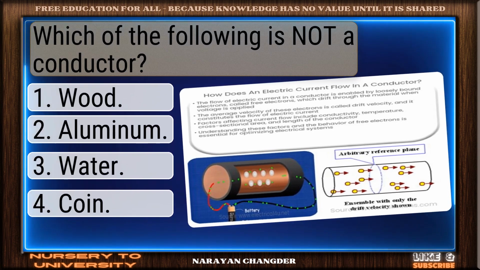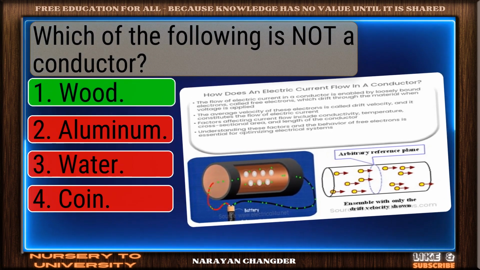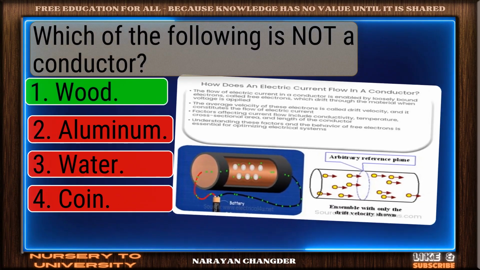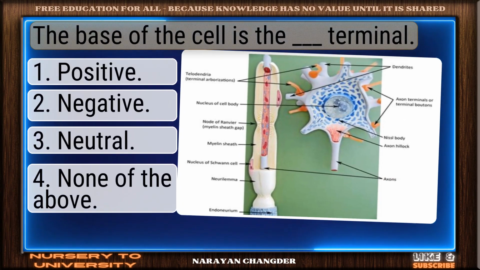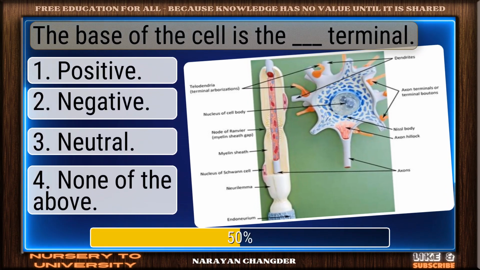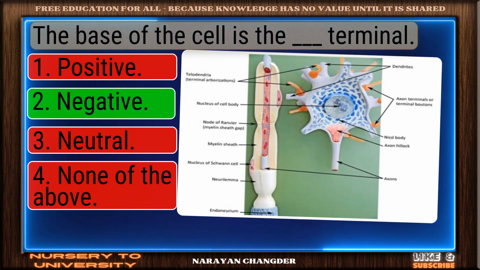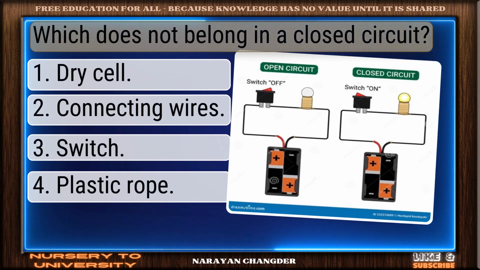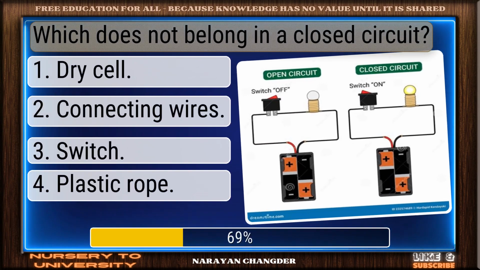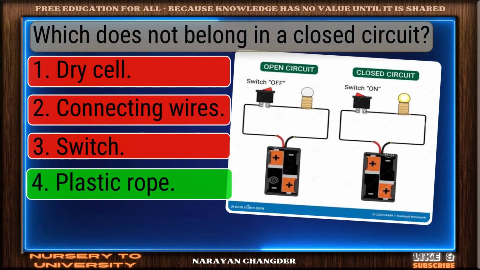Which of the following is not a conductor? Sharp thinking. Wood is the right choice. The base of the cell is the dash terminal. Well done. Negative is the right choice, which does not belong in a closed circuit. Valid point. Plastic rope is true.